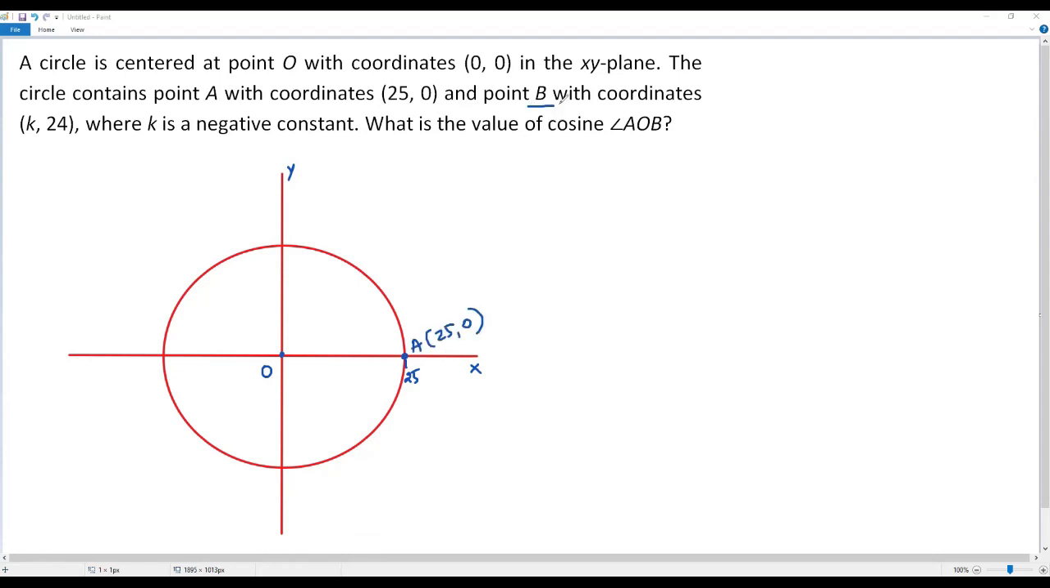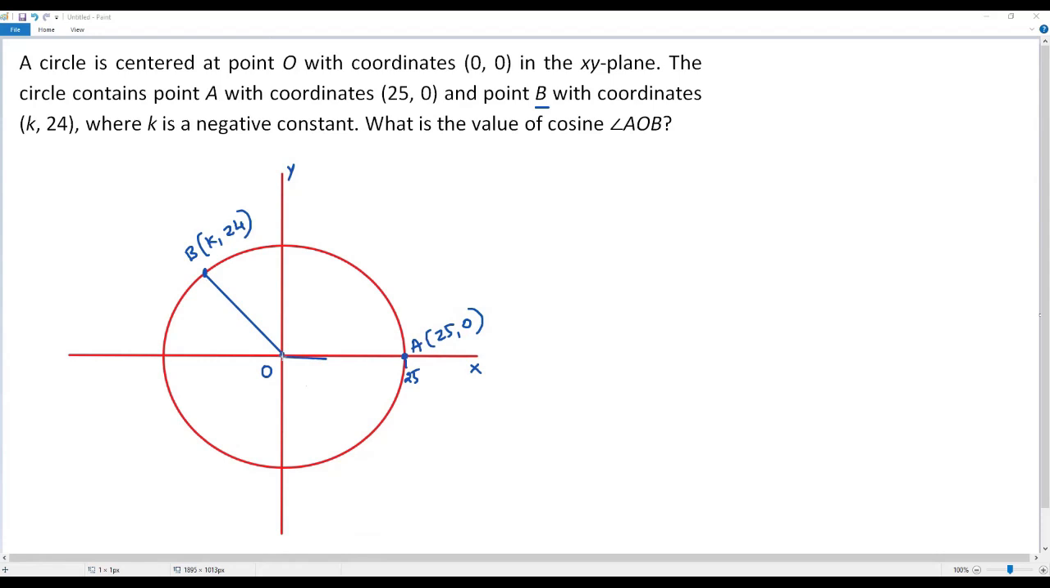Now let's consider the point B with coordinates k, 24. Here the y coordinate is 24, a positive value, and the x coordinate is k, which is a negative constant. So the x coordinate is negative and the y coordinate is positive. Then we'll have this point B in the second quadrant. Only in the second quadrant will the x coordinate be negative and the y coordinate positive. Somewhere on the circle in the second quadrant, we have to mark the point B. Let me mark the point B, where the coordinates are k and 24. Now let me draw the angle AOB. Let me draw it over here.